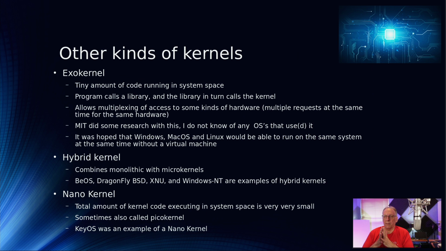Some people went further. Let's talk about the exokernel first. This one was to try to crush the amount of kernel code that was inside of the system space down to the very barest of minimums. The program would sit out, and whenever it needed something, it would just make a call to a library. And the library, in turn, would then make the privileged call to the system. So the idea was to allow multiplexing of requests at the same time to the same hardware. And this would allow those requests to be queued up or to be executed if there was a way to do that in the hardware to allow those to occur at the same time.